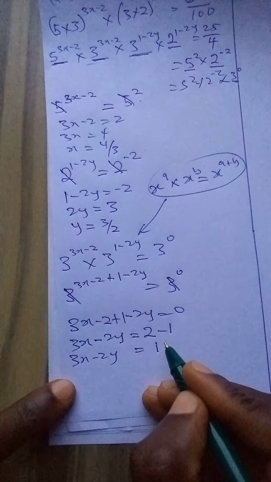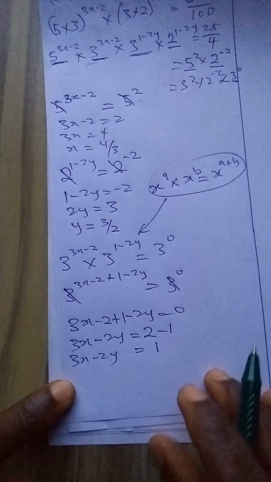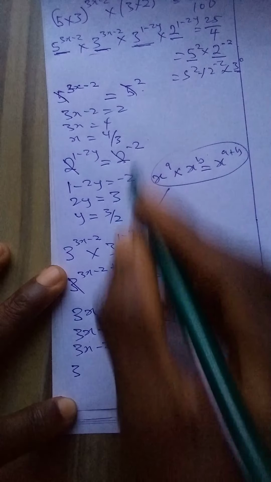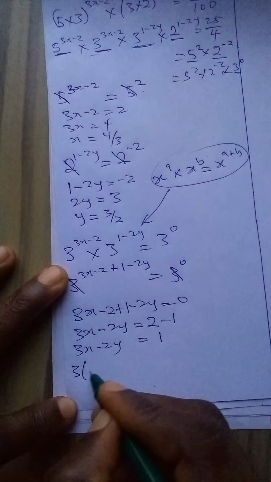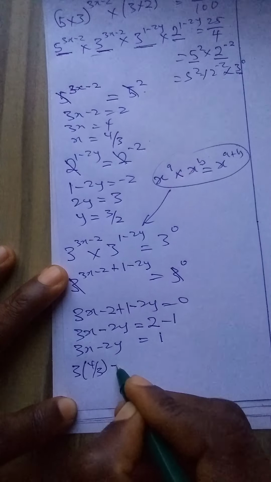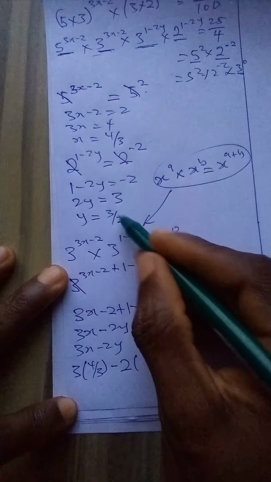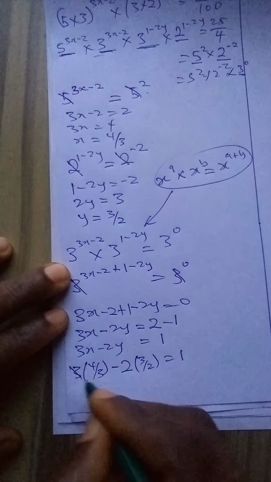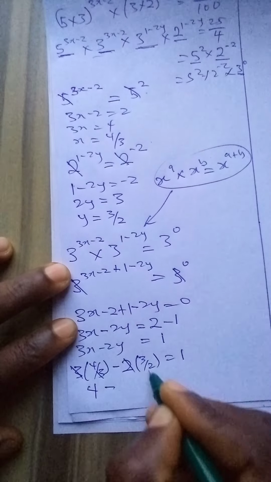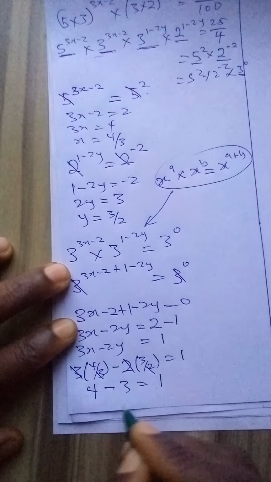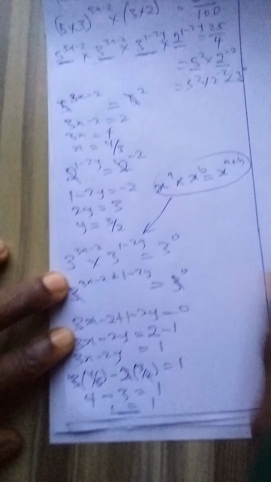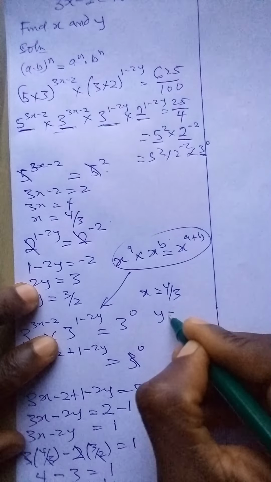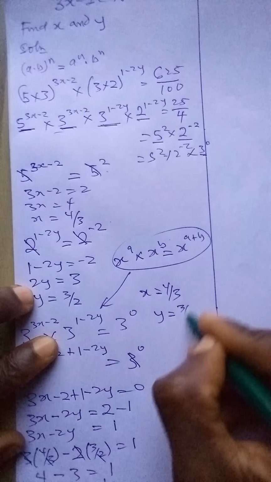We will now put the values of x and y here and see if we are going to get 1. Remember that x is 4 over 3. So 3 times 4 over 3 minus 2 times y, which is 3 over 2, equals 1. Now this 3 will cancel this, remaining 4, minus this will cancel this, remaining 3. So 4 minus 3 is 1. Therefore, our x is 4 over 3 and y is 3 over 2.